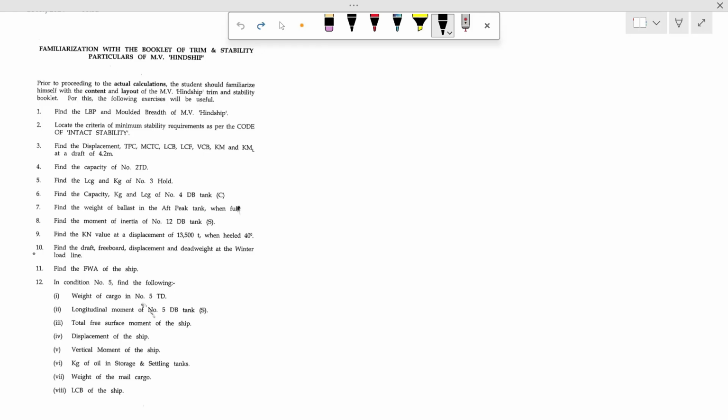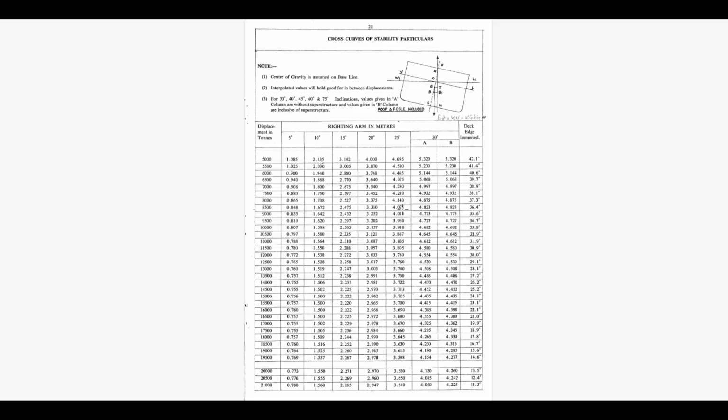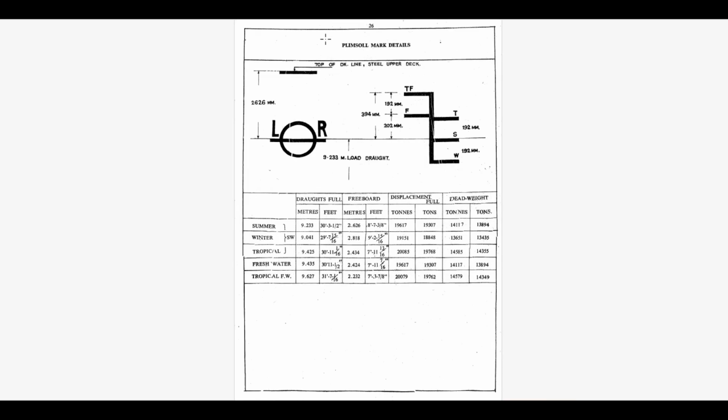In the next question, question number 10, we have to find the draft, freeboard, displacement and dead weight at winter load line. Now for that, go to the next page. Now here on this page they have given all the details regarding the load lines. Now we want for winter load line, which is mentioned here. This is the row for the winter load line, and this is the column for drafts. So the draft will be 9.041 meters for winter load line. We want freeboard, so freeboard will be 2.818 meters.